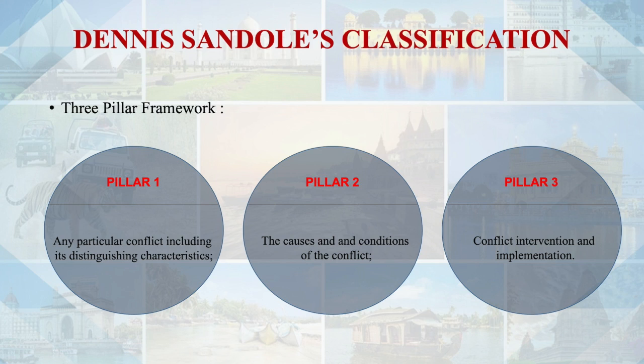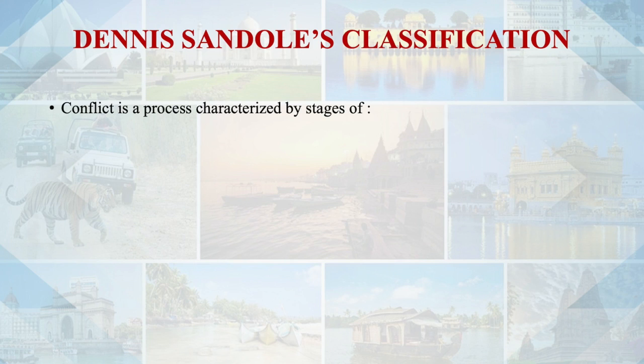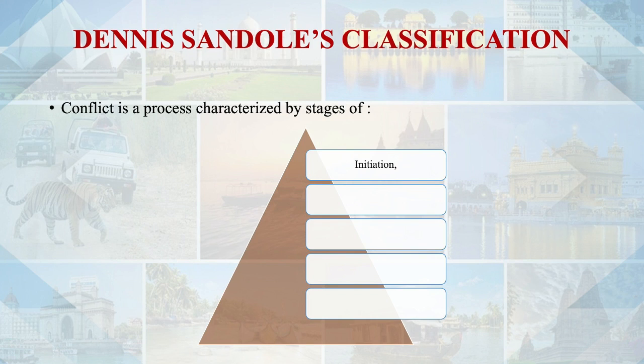Conflict is also a process-based classification. It says that there are five stages. What are those stages? It is a kind of cycle. First conflict initiates, then escalates, then controlled maintenance, then de-escalation, and finally termination. Termination means settlement and resolution of the conflict, meaning conflict resolution.